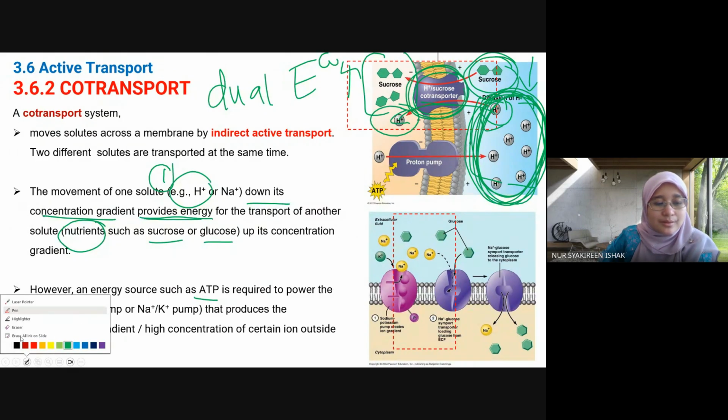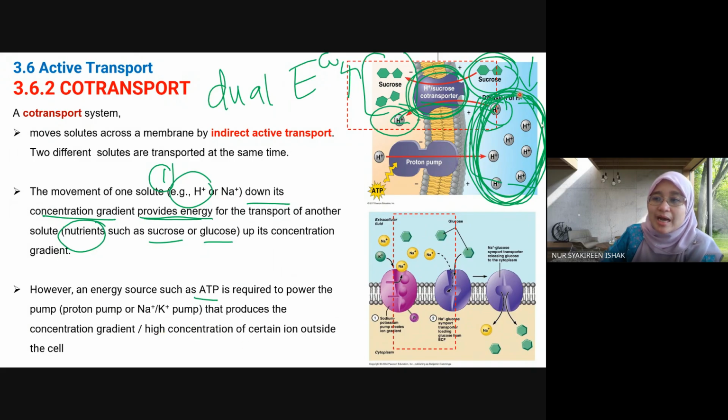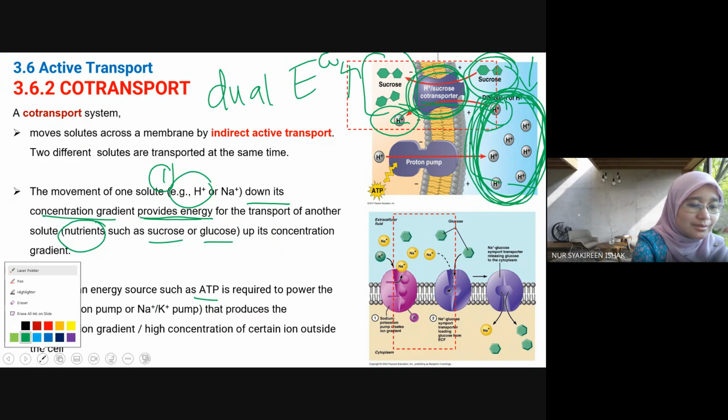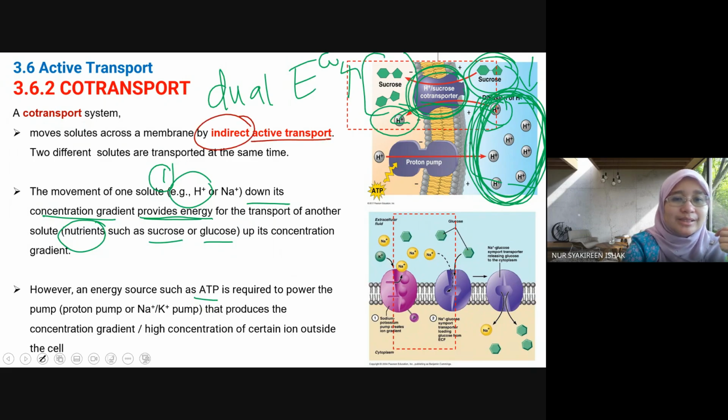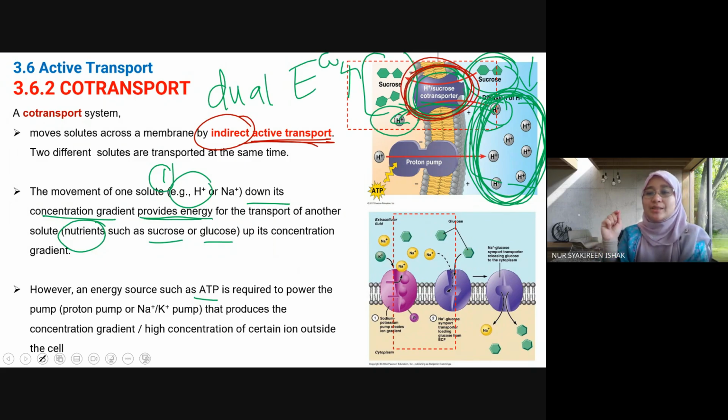Nampak ni? Okay. So it says here, however, an energy source such as ATP is required to power the pump, the proton pump, that produces the concentration gradient or high concentration of the hydrogen ion outside cell. So the process of transporting sucrose indirectly requires energy from ATP. It is a form of active transport. Walaupun tak nampak, dekat co-transport ni ada menggunakan energy daripada ATP, sebab ATP tu digunakan initially by the proton pump.